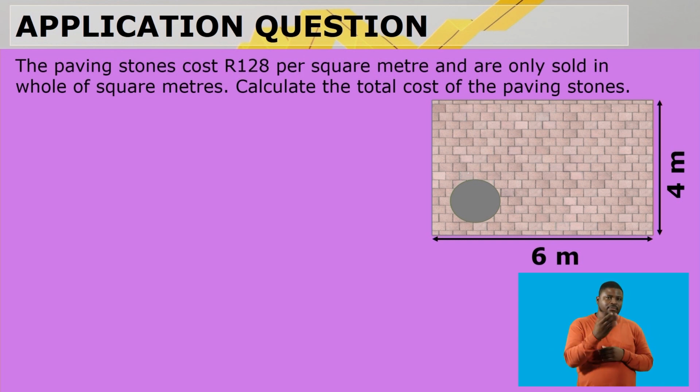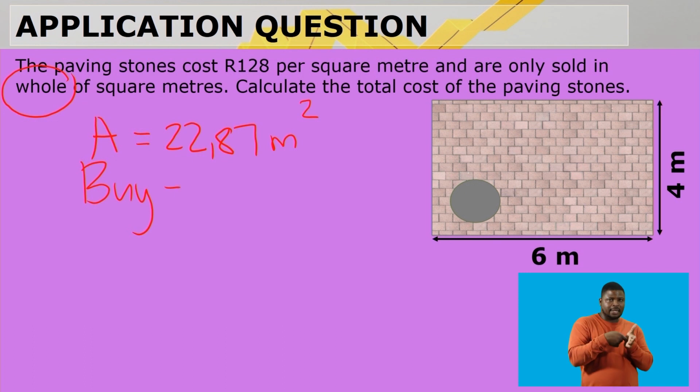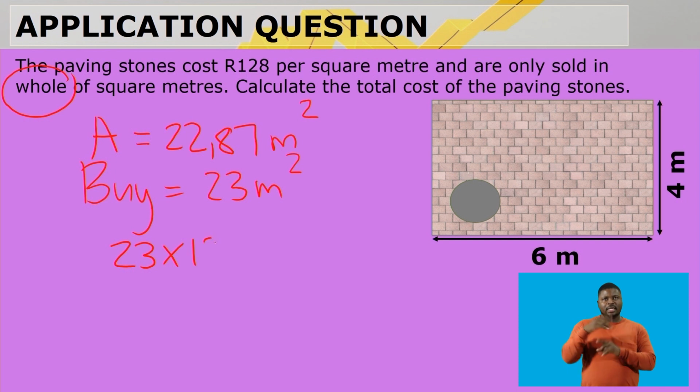So we know the area of the paving stones needed is 22.87 meters squared. But we can only buy whole square meters. So we are going to buy 23 square meters, and then the price is going to be 23 times 128, which is then 2,944 Rand. So let's go and look at another application question about a wishing well.